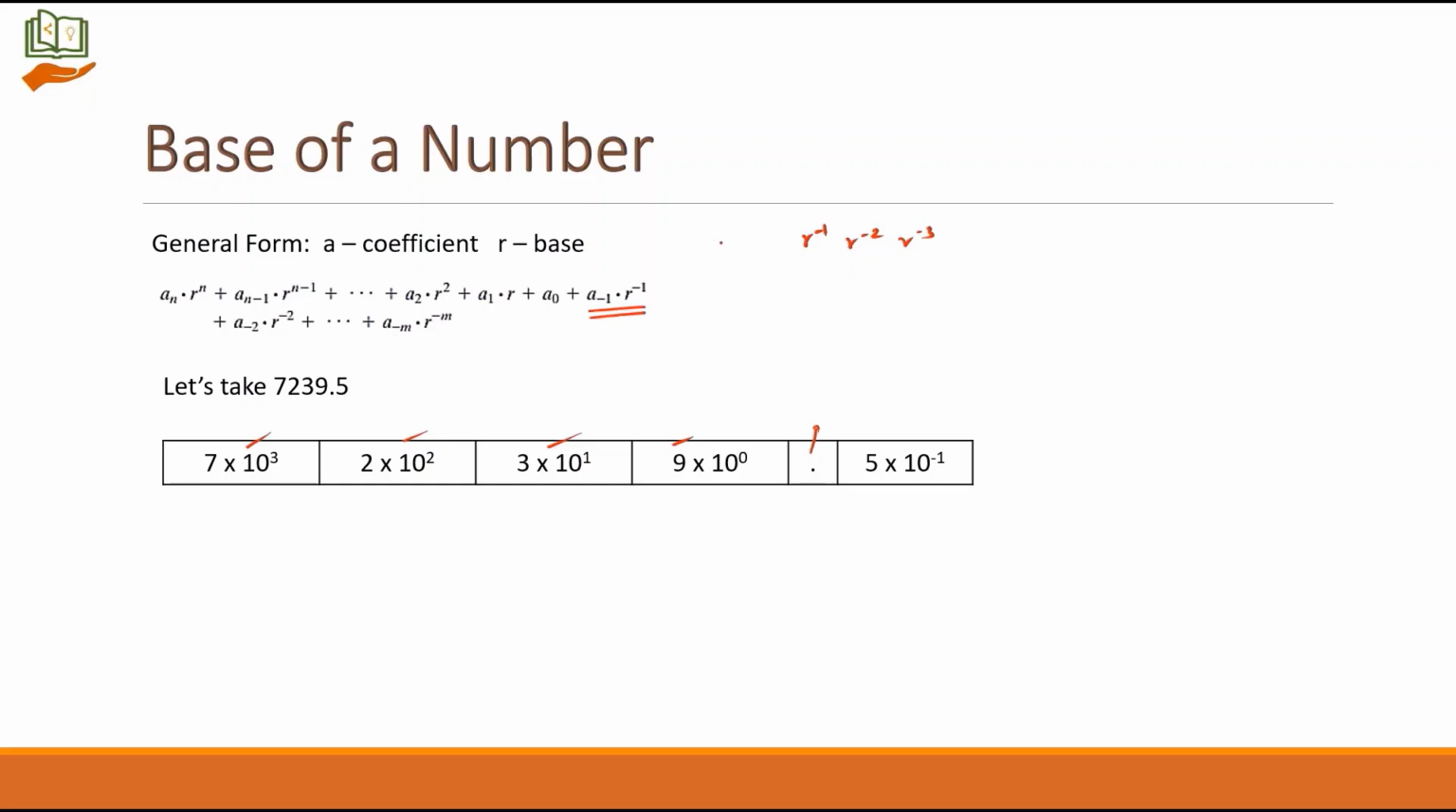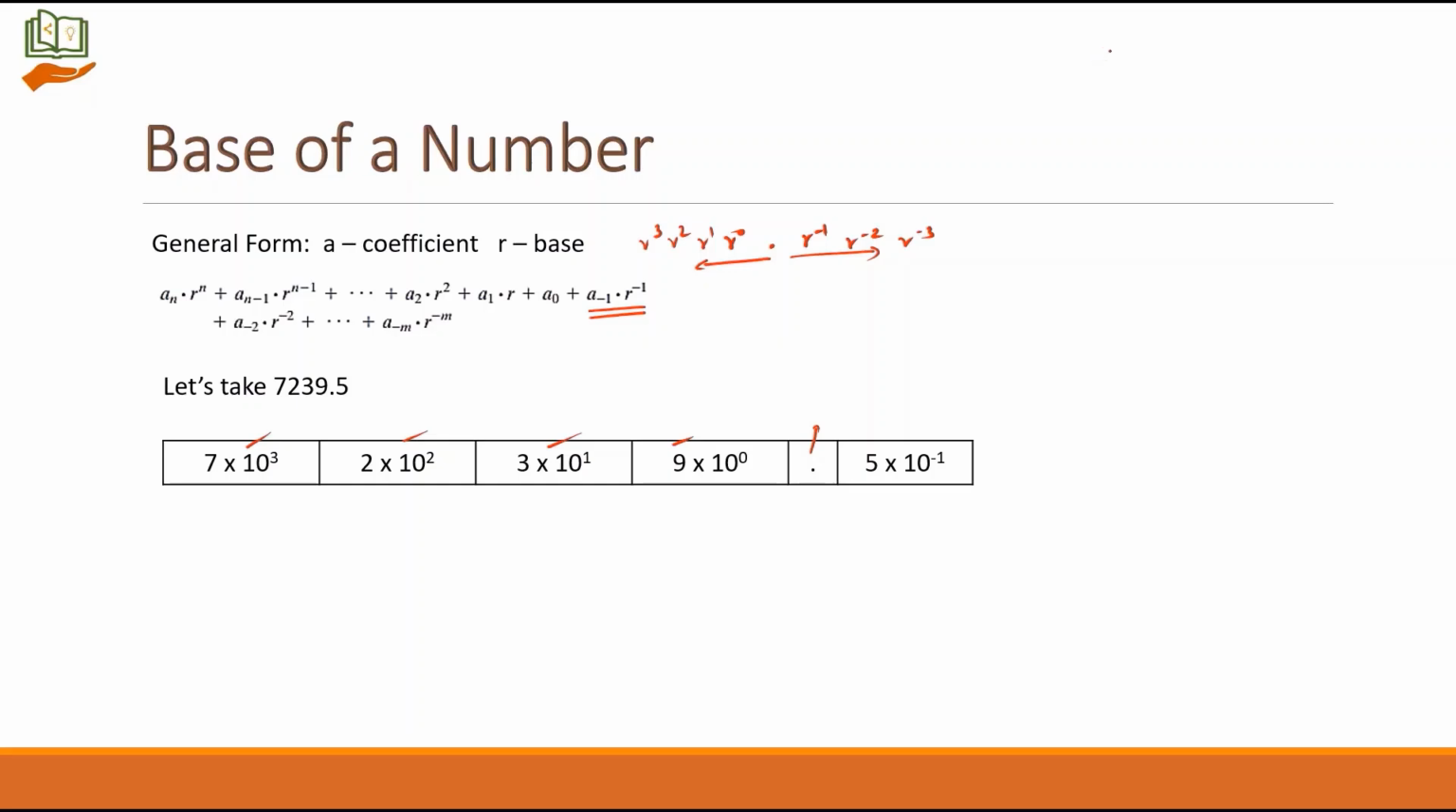And before that you have r power 0, r power 1, r power 2, r power 3. After the decimal point it goes from left to right, and before the decimal point it goes from right to left. Now what is 5 into 10 to the power minus 1?